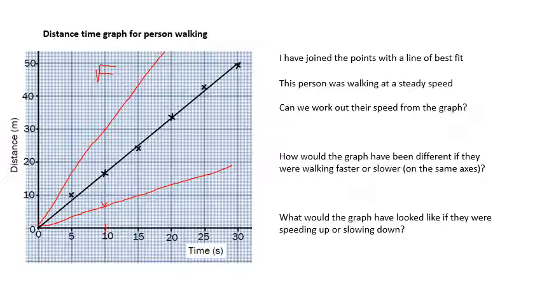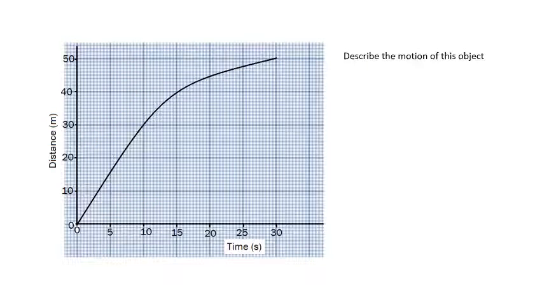Okay. What would the graph have looked like if they were speeding up or slowing down? Well, look at this. Now, this is a very typical question you might get in the exam. Describe the motion of this object. Now, the thing to do is give plenty of detail and actually give numbers, give values in your answer.